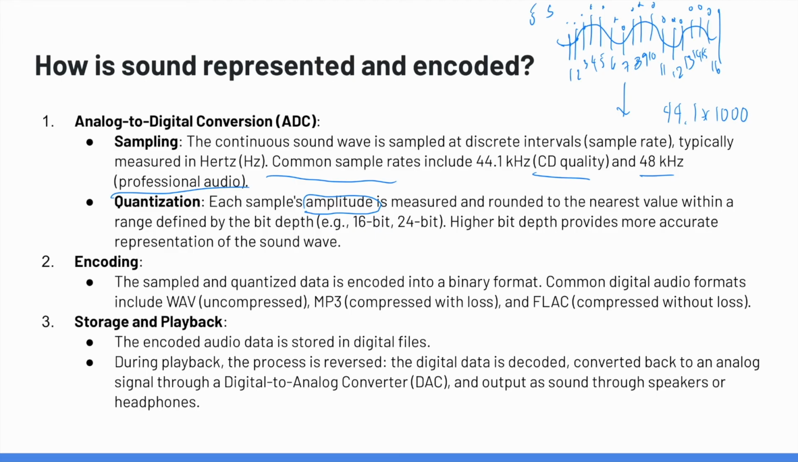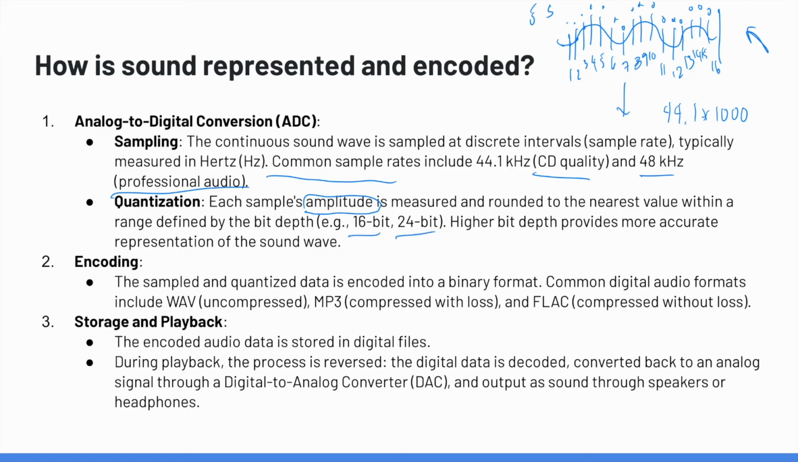And each time we record the amplitude, so each one of those 48,000 times, we're going to store that amplitude in bits. So for example, right here, we have a sample rate of 16 hertz. All that means is that the amplitude of each one of these 16 intervals is going to be represented by a certain number of bits. So it could be 16 bits or 24 bits.